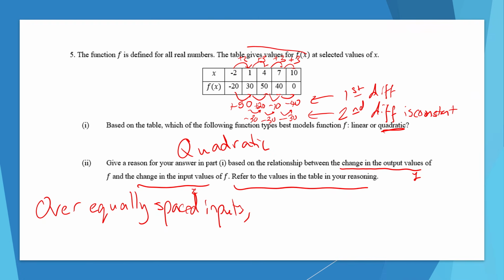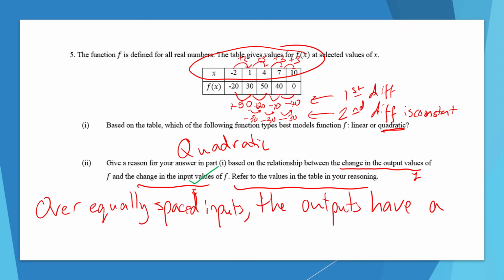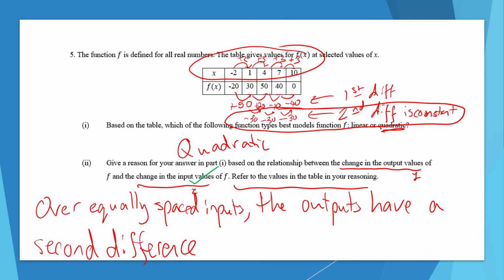And this will talk about our x values, our change in the inputs. So this kind of covers that. So let me just mark that off. There we go. Over equally spaced inputs, the outputs have a second difference. And here, now we've talked about the change in our outputs. So that's that portion of the answer right there.